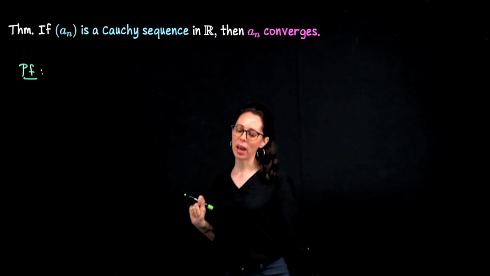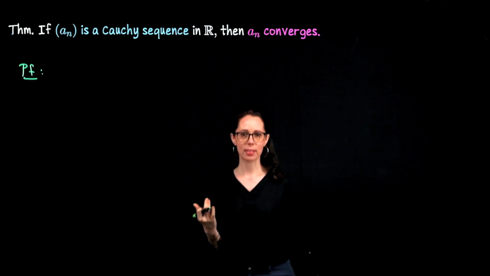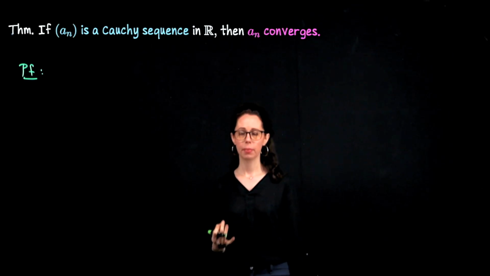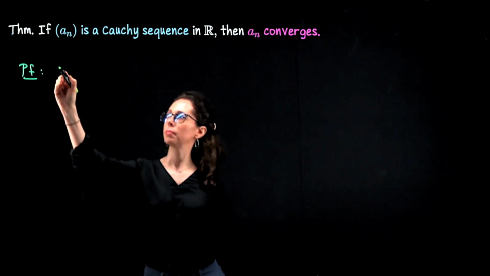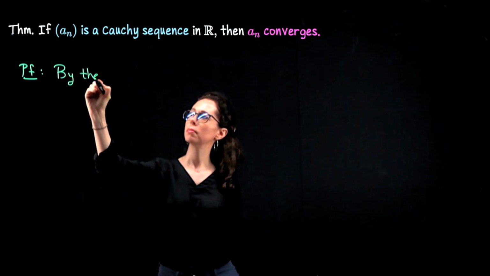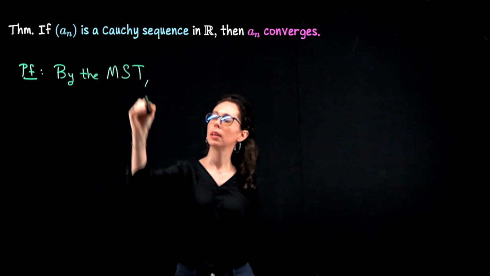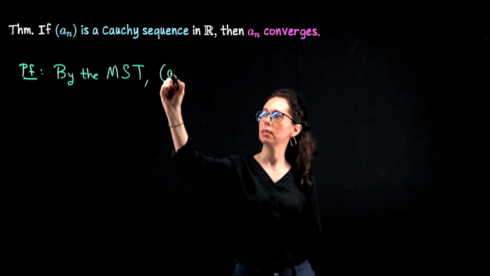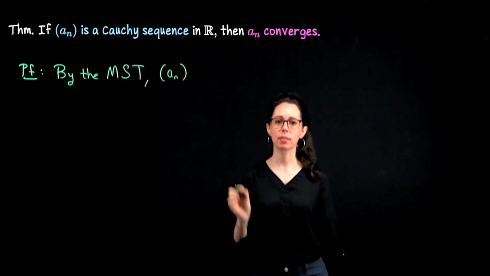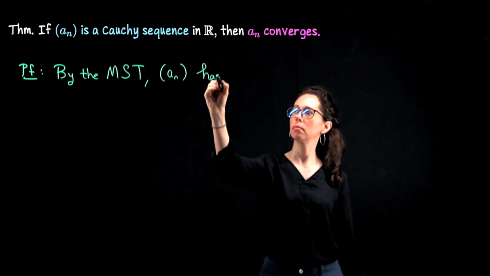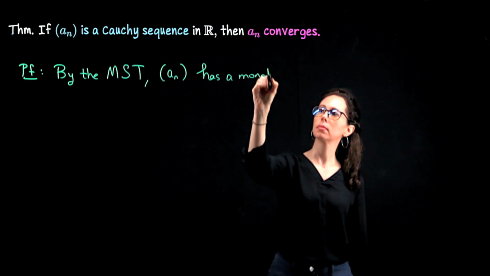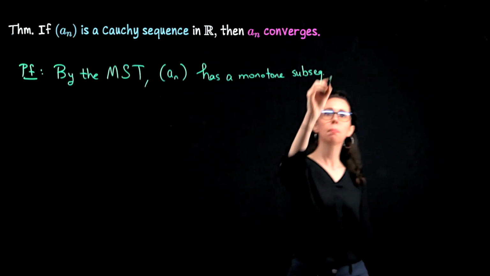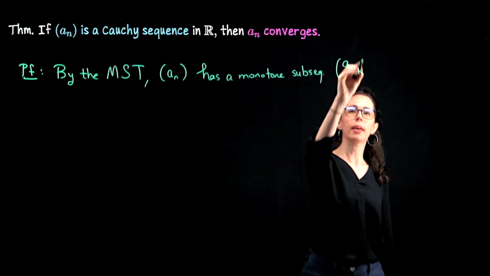All right. The reason why not everybody has such a short proof for this statement is that not every course or textbook covers the monotone subsequence theorem, but we did. So by the MST, so that's the monotone subsequence theorem, this Cauchy sequence must have a monotone subsequence, which I will name a sub n sub k.